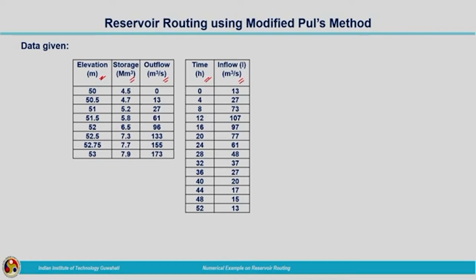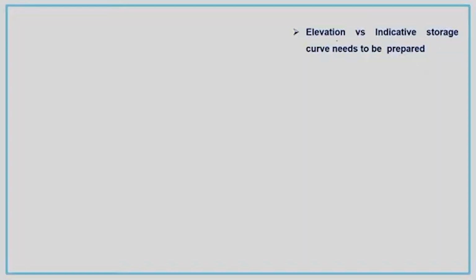In the question it is also given that the inflow is entering the reservoir when the elevation is at 51 meters and the corresponding outflow is 27 meter cube per second. When the reservoir elevation is 51 meters, this flood enters. Till then it was in a steady condition. Now we will proceed to solving the example.